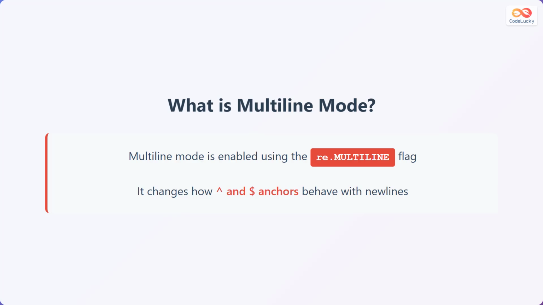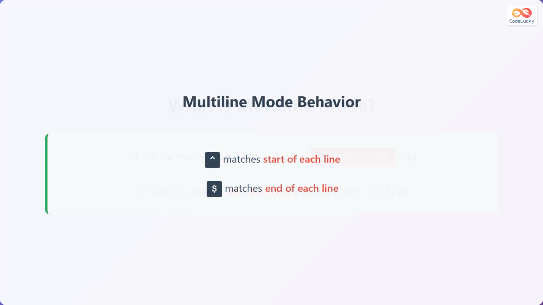Multiline mode is enabled using the re.MULTILINE flag. It changes how the caret symbol and dollar sign anchors behave with new lines. In multiline mode, the caret symbol matches the start of each line, not just the start of the entire string. Similarly, the dollar sign matches the end of each line, not just the end of the entire string.